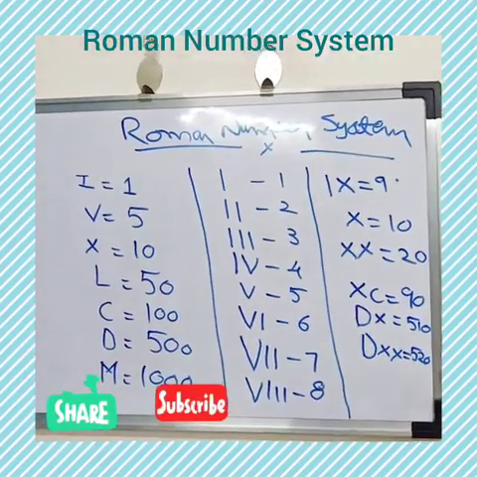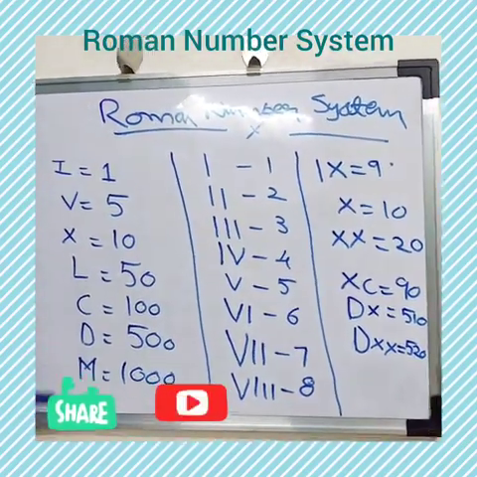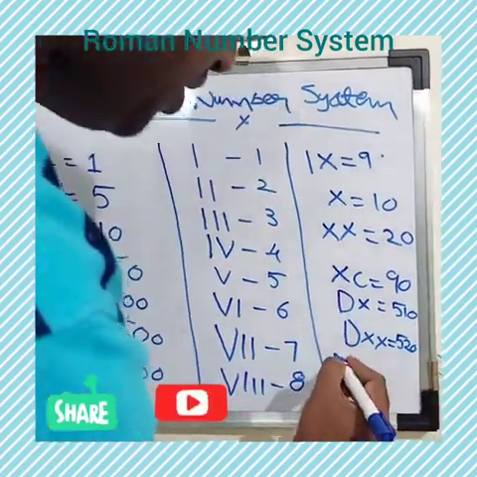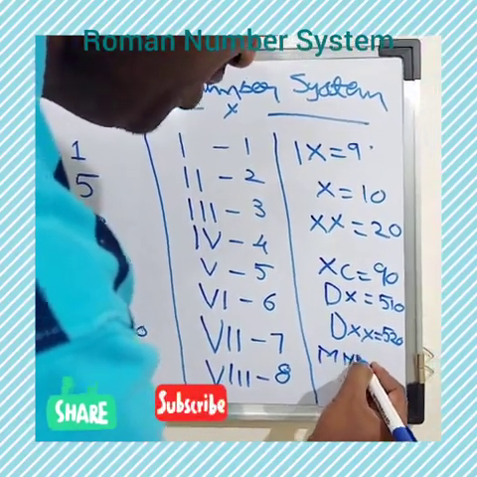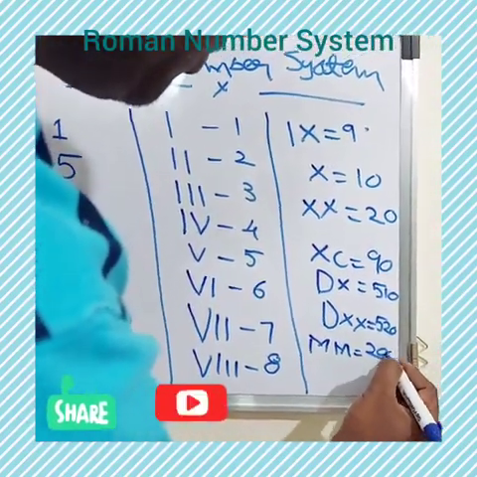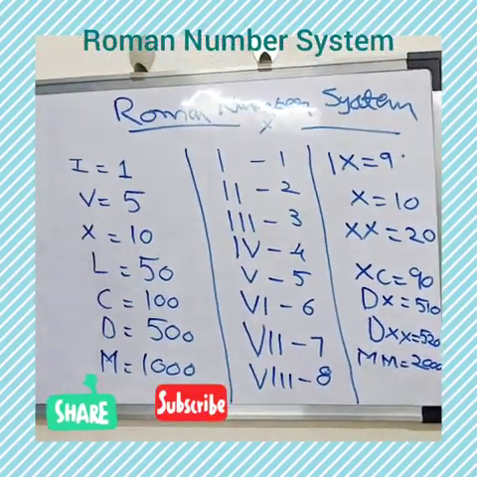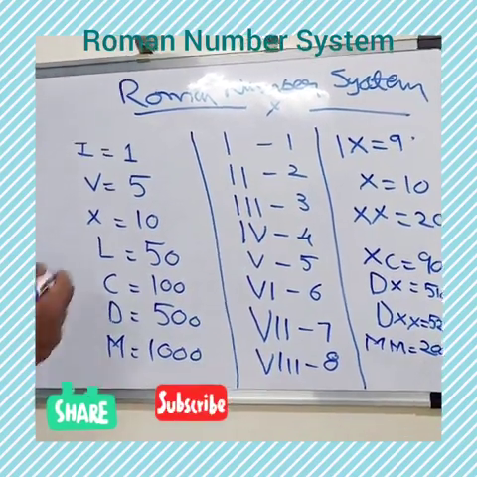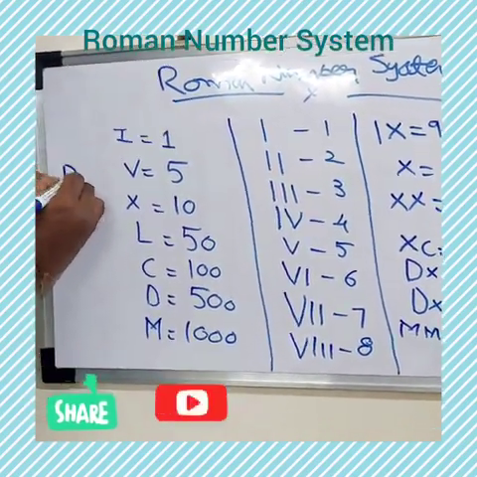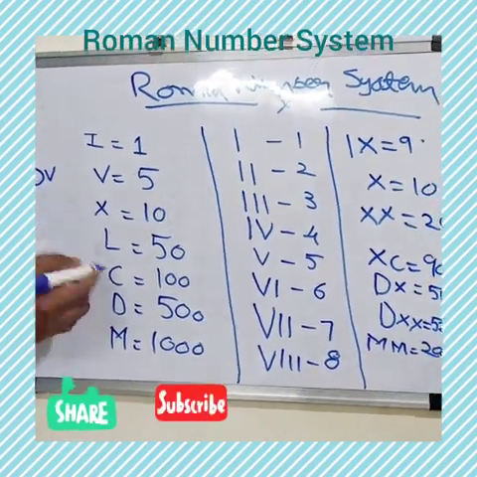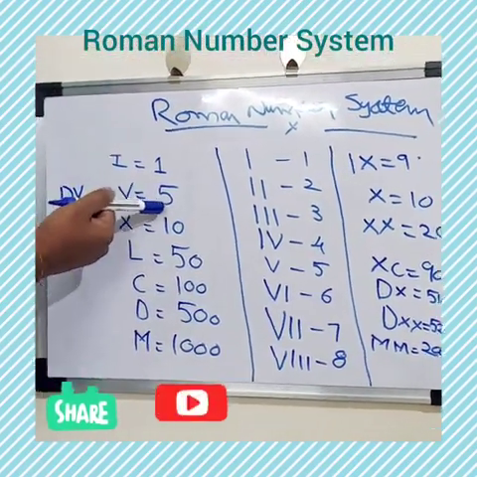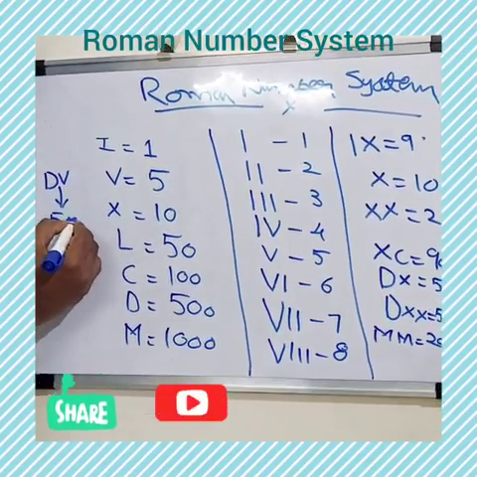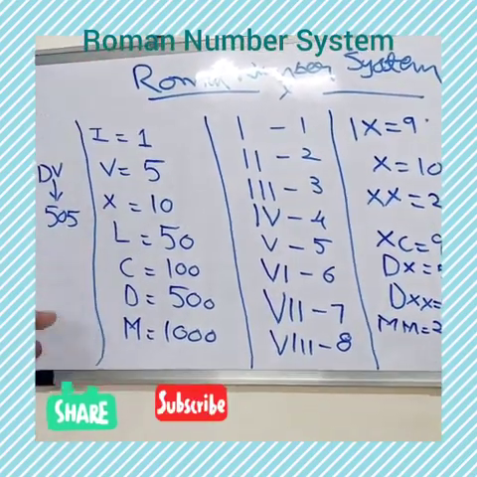Suppose you want to write the number 2000. We already know M is 1000, so 2000 means two M's, so write MM. Suppose you want to write 505, directly you can write DV. Why DV? Because D is 500 and 5 is V, so it is equivalent to 505.